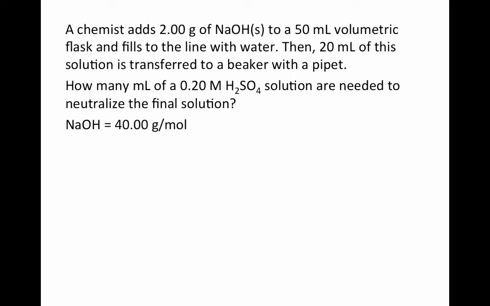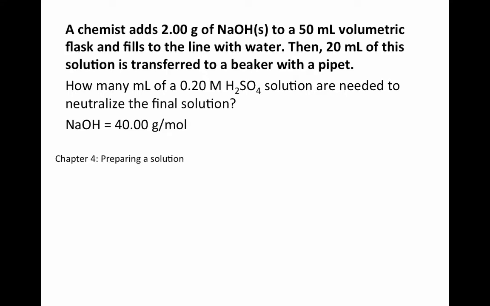In this one, we have a chemist adding 2 grams of sodium hydroxide to a 50 milliliter volumetric flask, filling it up to the line with water, and then transferring 20 mL of this to a beaker. That subsequent solution then is combined with some sulfuric acid, and we're asked how much sulfuric acid is needed to neutralize that solution.